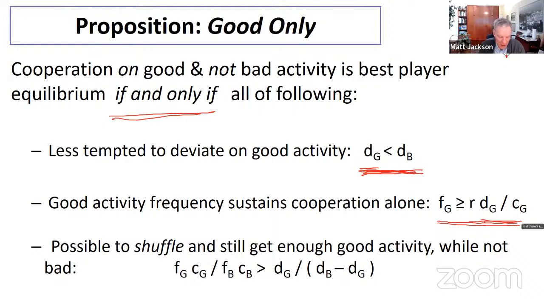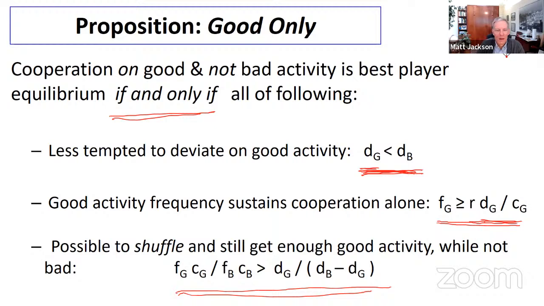And then the third condition is that it's going to have to be possible to shuffle and still get enough of the good activity while not the bad. And so the relative frequency of the good game compared to the bad is going to have to be high enough that they're not also incentivized to cooperate on the bad. And so that's the third, a sort of relative payoff. So there's three different conditions.